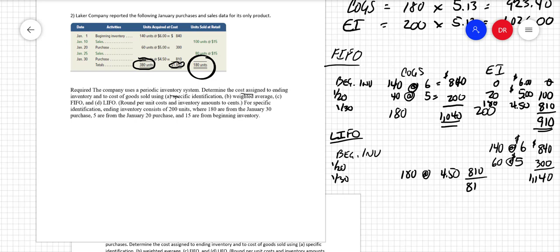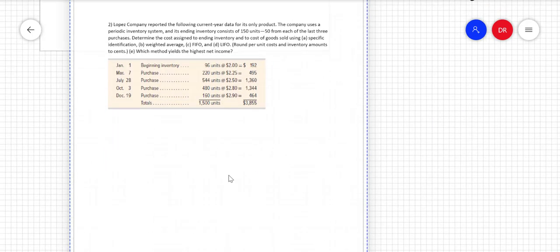Now normally, if you're using LIFO, especially if costs are going up, this will produce a lower net income. Here it works in reverse, because the costs are actually going down. So if costs are dropping, LIFO produces a lower cost of goods sold and a higher net income. If costs are increasing, LIFO will produce a higher cost of goods sold and a lower net income. All right. So that's the first example I wanted to go through with calculating cost of inventory and cost of goods sold.